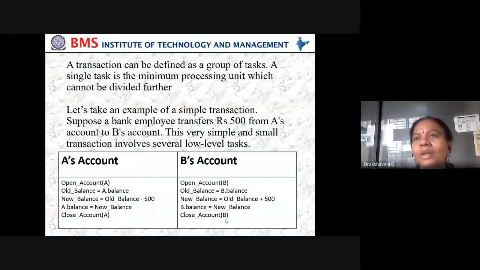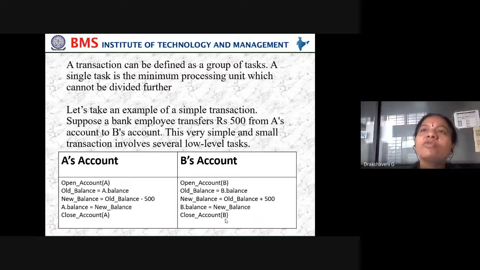We are just saying one single statement, transfer 500 from account A to account B. That's all we say in English. But think about the back end, how much coding we have to do. First, we have to open accounts, then I have to check what the balance is, because I have to either deduct or credit. I have to add or subtract. I have to do one operation.